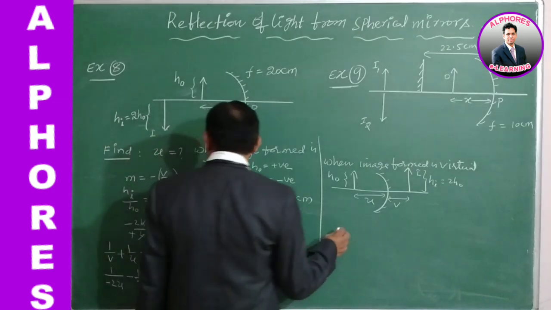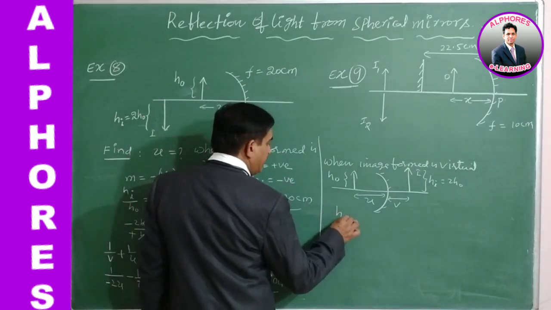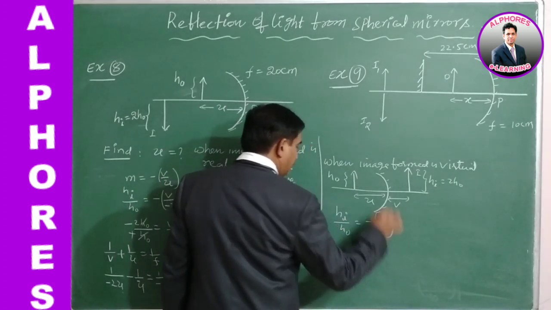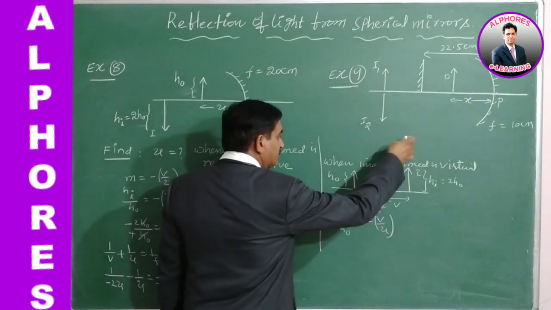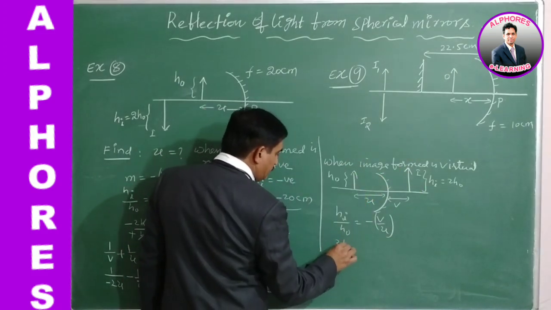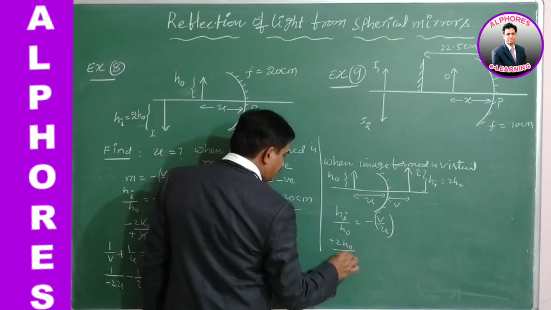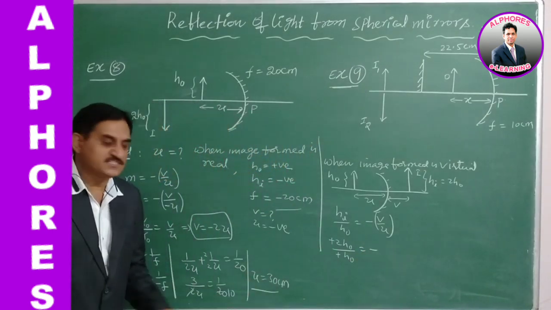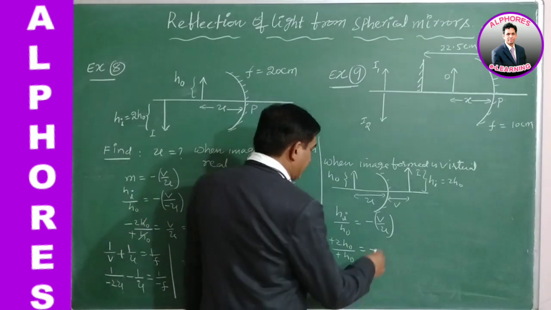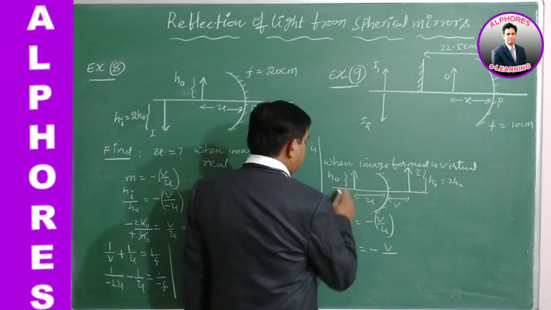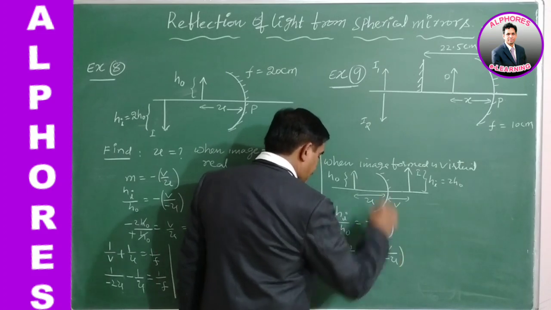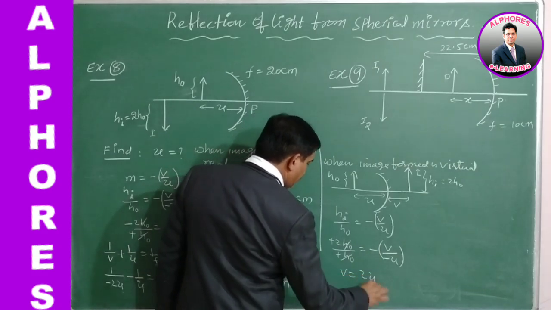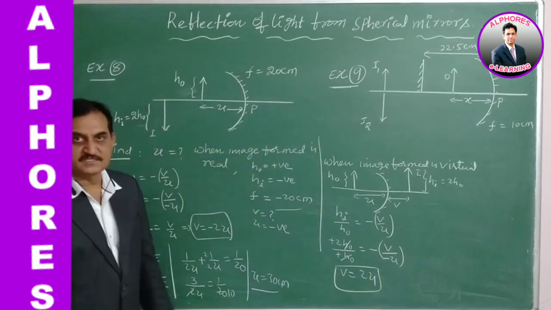In this case, again go for the magnification formula: hi by h naught is equal to minus v by u. Again, hi is positive and h naught is also positive. So 2h naught by h naught is equal to minus v by u. We are going to find the image distance v, and there is no need to use the sign convention for it. Simplifying, h naught gets cancelled, minus and minus give plus, and v is equal to 2u. So this is the image distance we obtained.